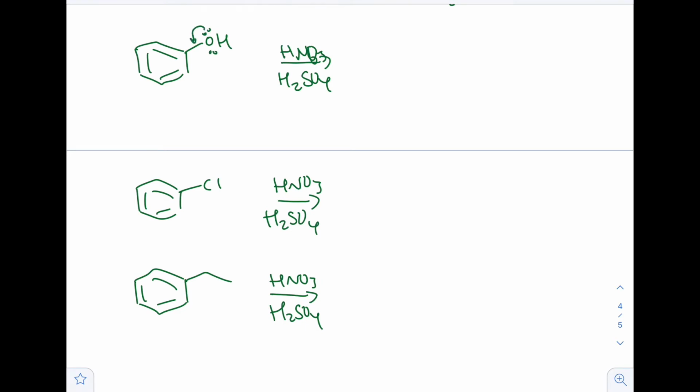Now, I'm just doing the nitration reactions because that's what I did. You could insert any kind of reaction here, right? So any EAS reaction, and then you would put the substituent at the same exact spot. So this one would be an ortho para.